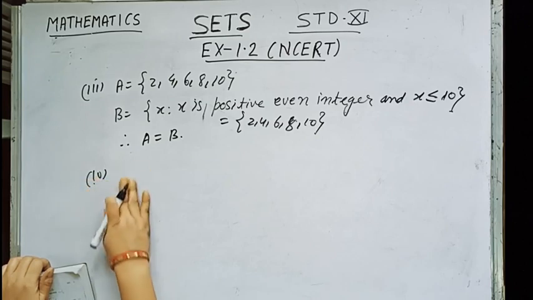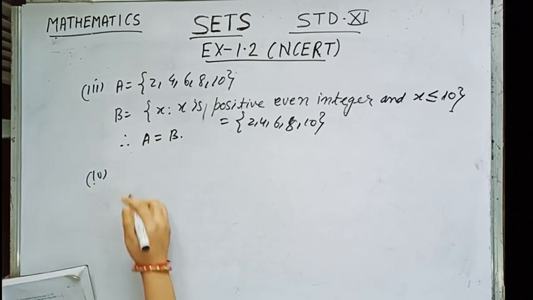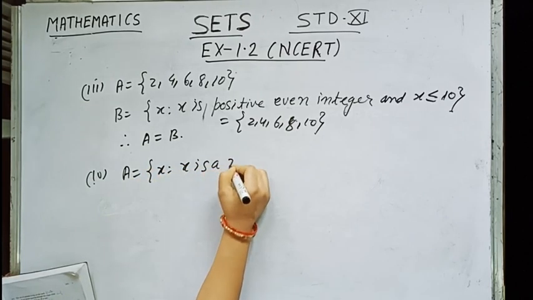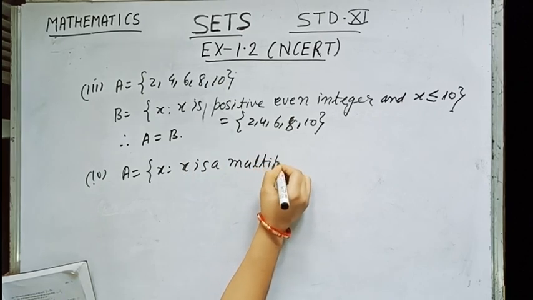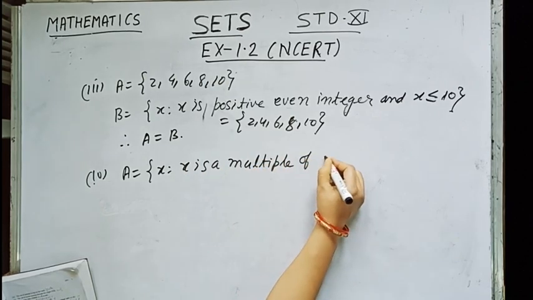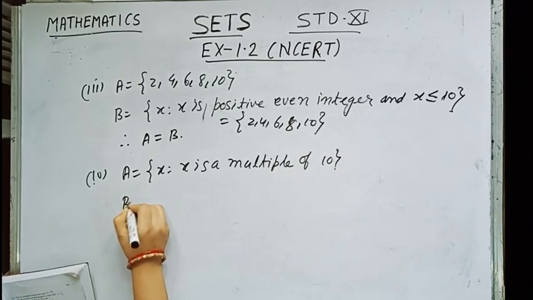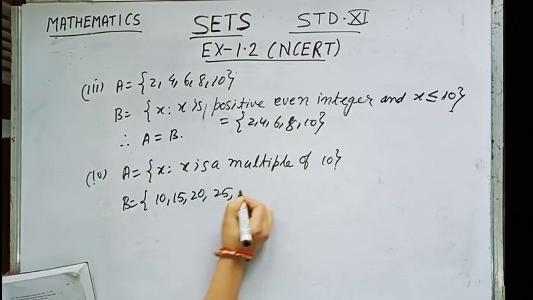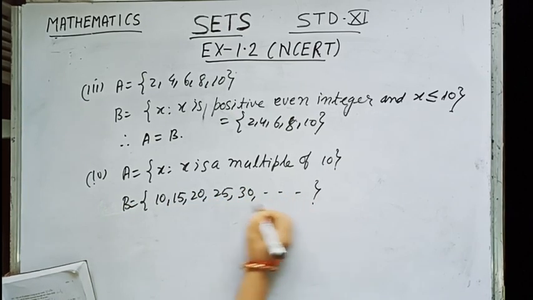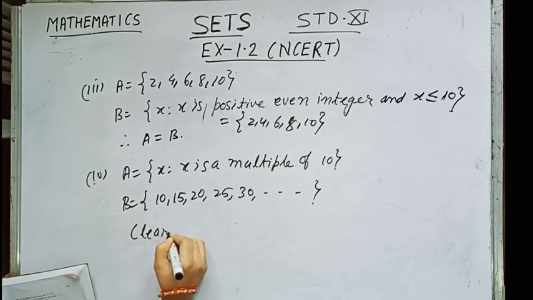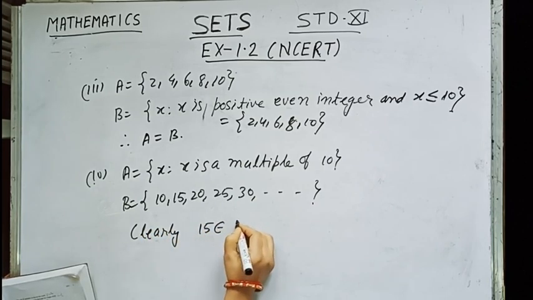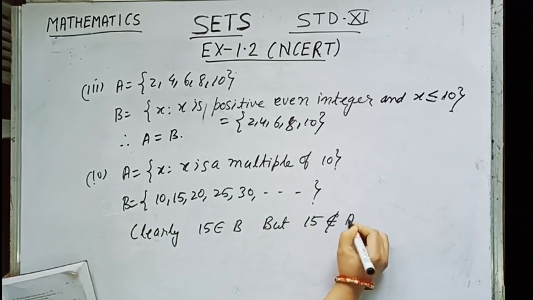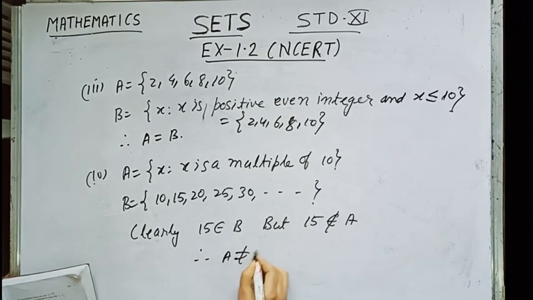Now subpart number 4 is A equals {x such that x is a multiple of 10} and B equals {10, 15, 20, 25, 30 and so on}. We can write clearly 15 belongs to B, but 15 does not belong to A. Therefore, A is not equal to B.